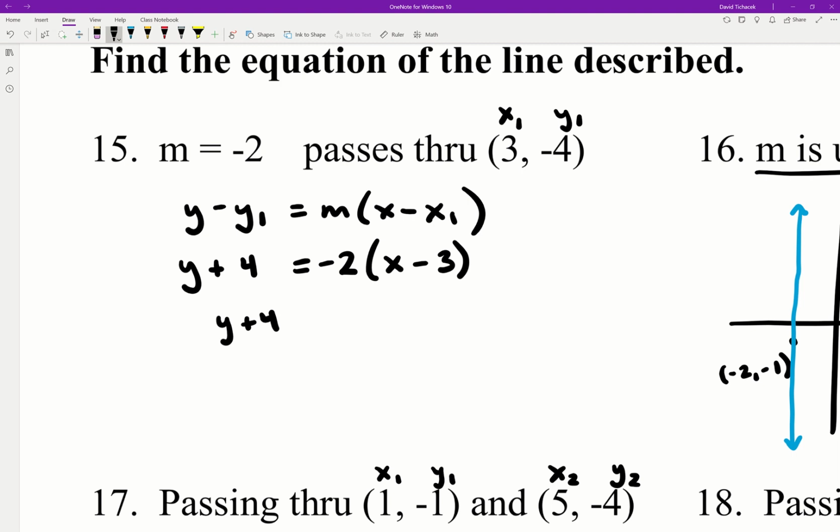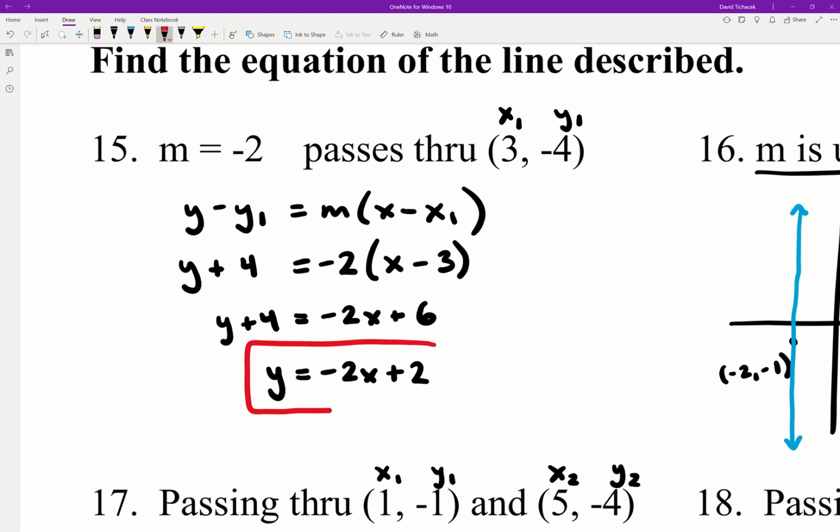Next step here would be to go ahead and distribute that -2 in on the right hand side, so -2x plus 6, and then of course subtract 4 from both sides, and we would be getting -2x, not minus, plus 2. There we go. And so this would be the equation of the line. Y is equal to -2x plus 2. That has a slope of -2 and also passes through the point (3, -4).